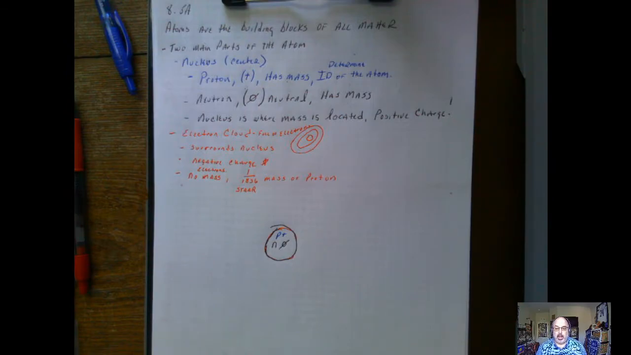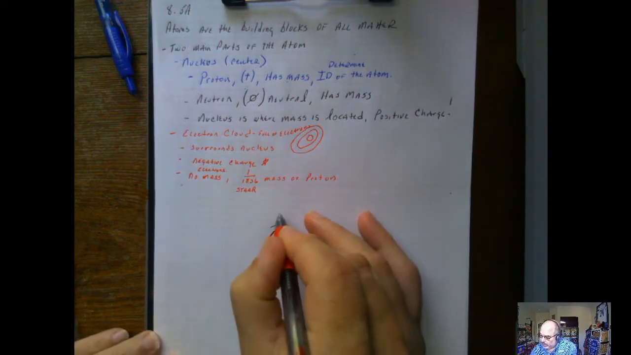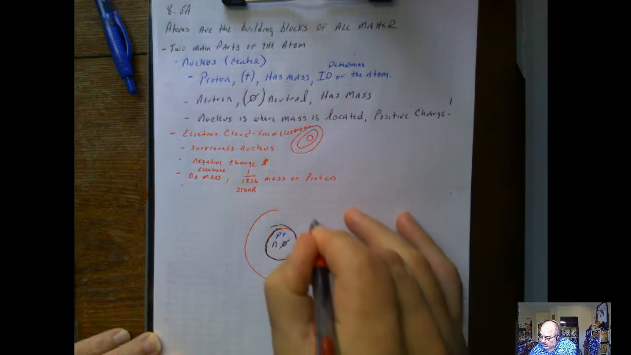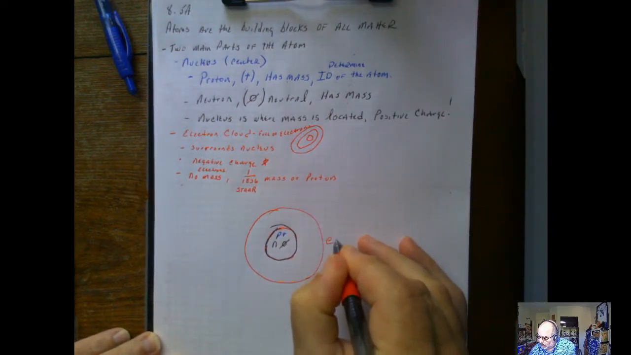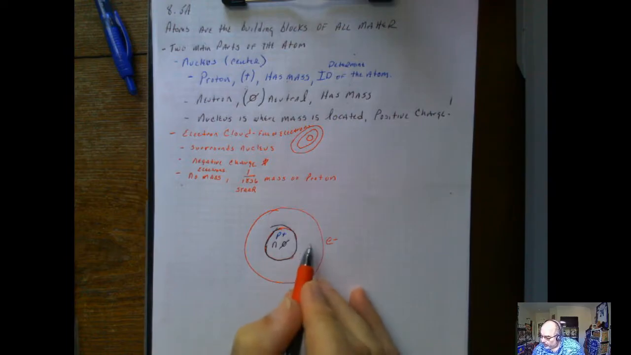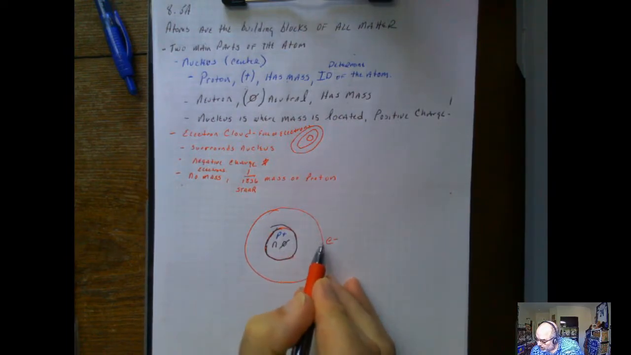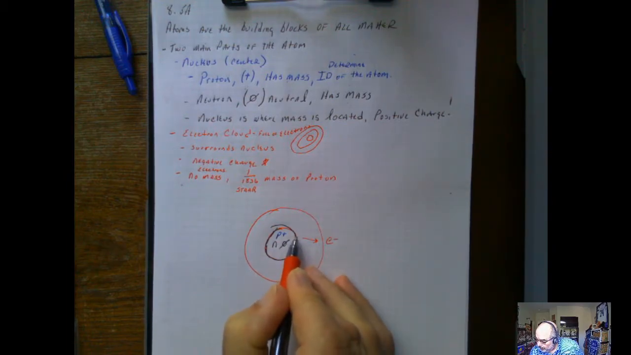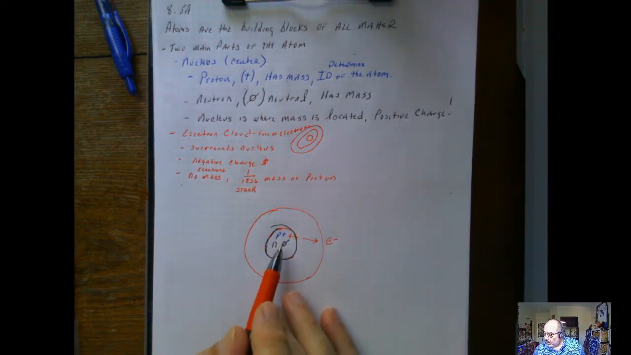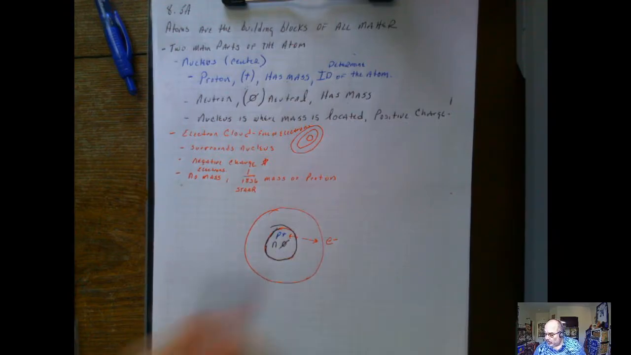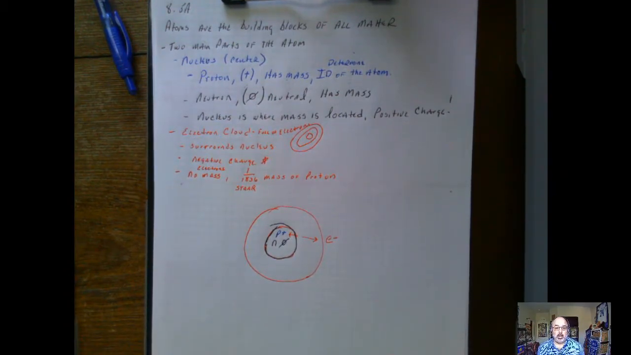And then you have, whizzing around at very high speeds, the electrons. Okay? Electrons. And they are negatively charged. And so you have this positive charge and this negative charge, and that is what keeps the atom together. It's this electrical attraction between the proton and the electron that keeps the atom from flying apart. Okay? All right.